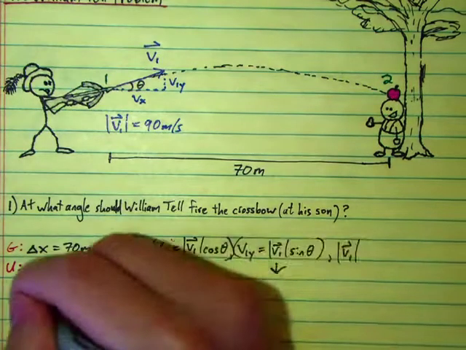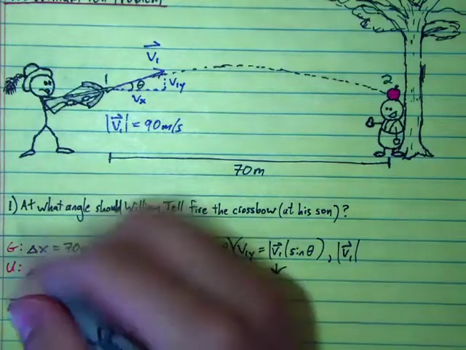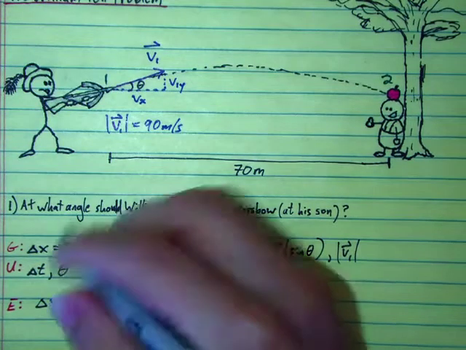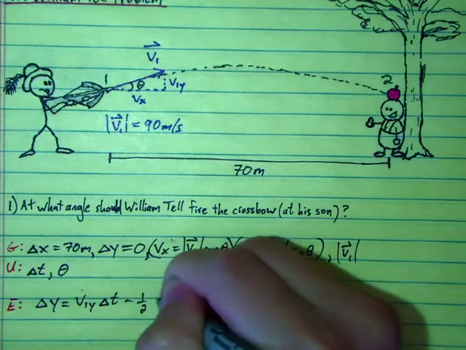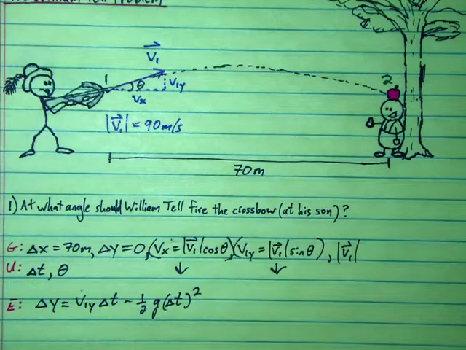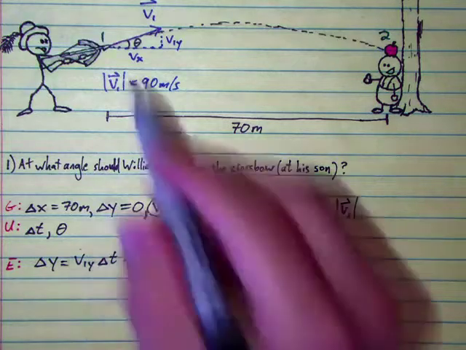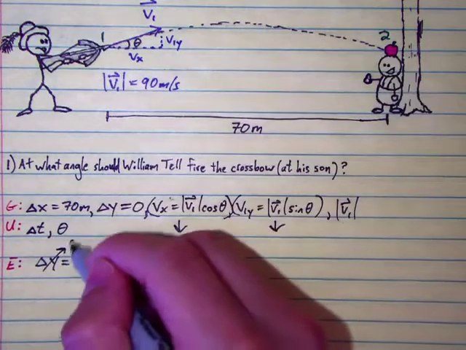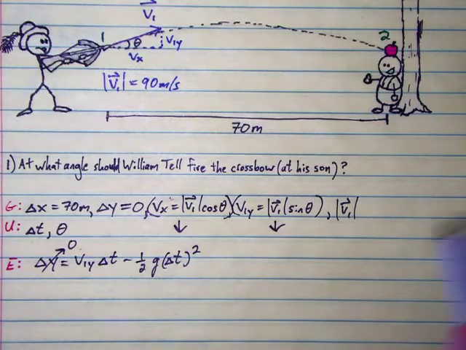Delta y. Trust me, I know what we're doing here. Delta y is v1y delta t minus 1/2 g delta t squared. Okay, we know that delta y between events 1 and 2 is 0. And that allows us to simplify this equation considerably.